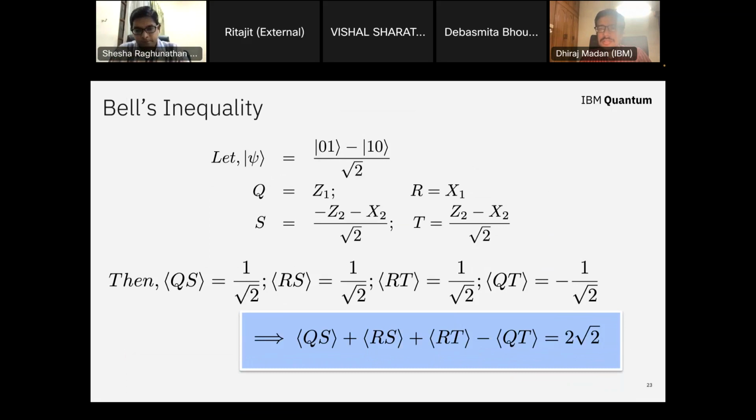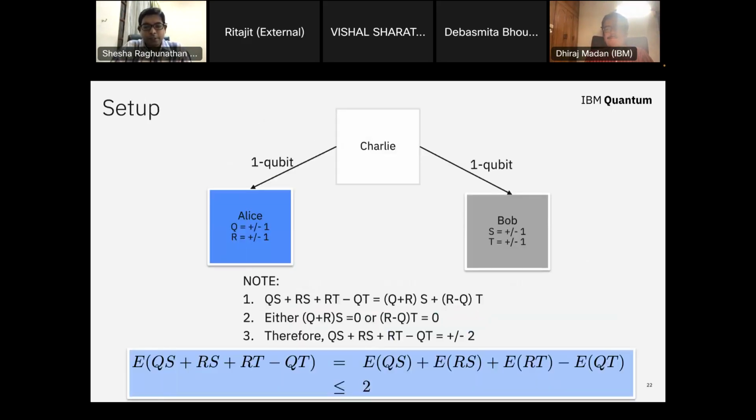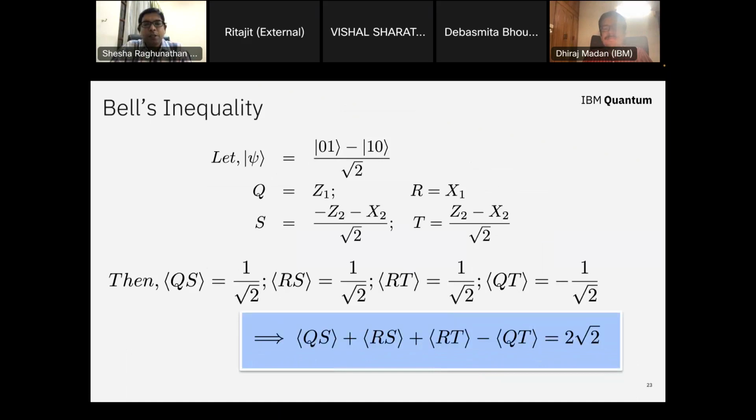Okay, one more question: is the choice of S and T operators unique? I commented on this briefly. I've not played with this a lot. You can give it a try and try out other combinations. I won't be surprised if there are other similar things, but it's the setup, this QS plus RS plus RT minus QT, that together with the operators leads you to 2 root 2. That setup is what matters. It clearly shows that if you had local realism, you will get only less than or equal to 2. If you had entanglement, you will get 2 root 2. That setup together is what is important.